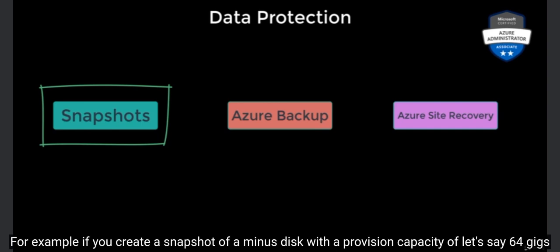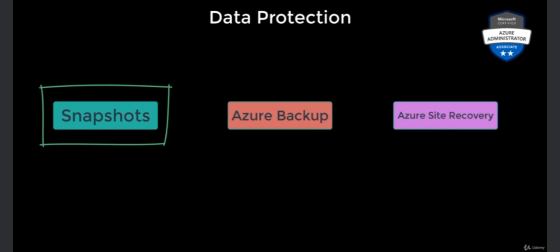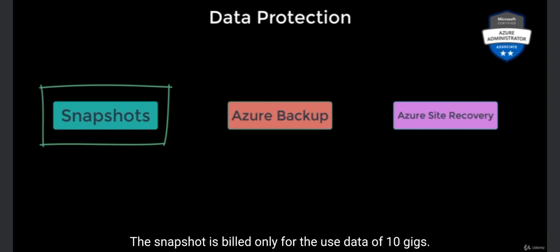For example, if you create a snapshot of a managed disk with a provisioned capacity of, let's say, 64 gigs, and actual data size is 10 gigs, the snapshot is billed only for the used data of 10 gigs.